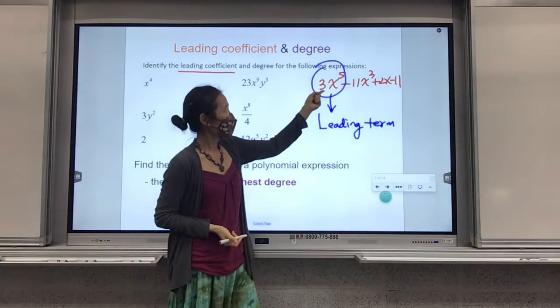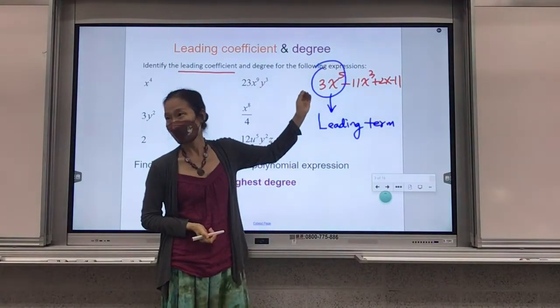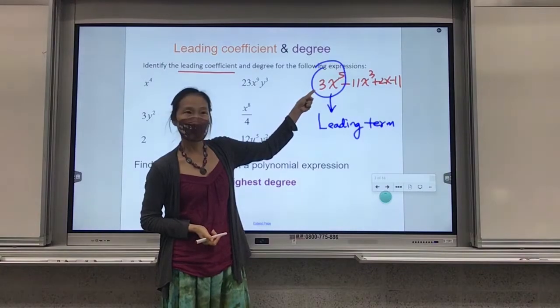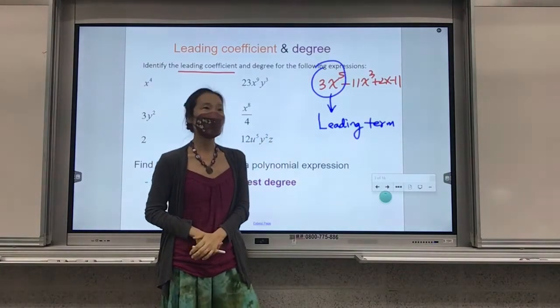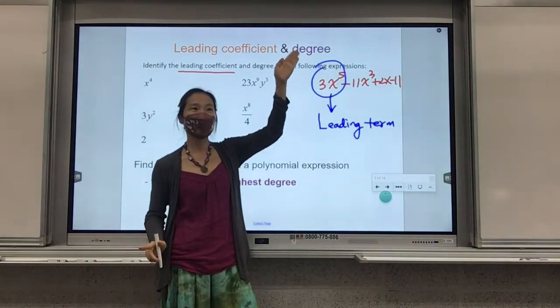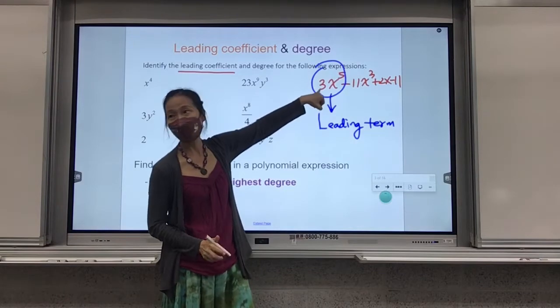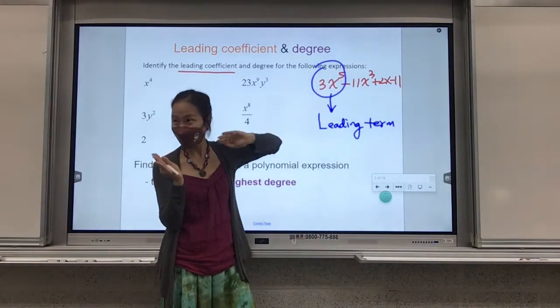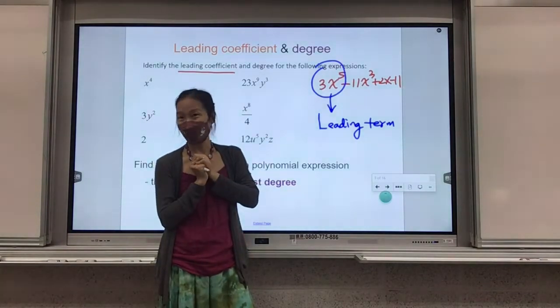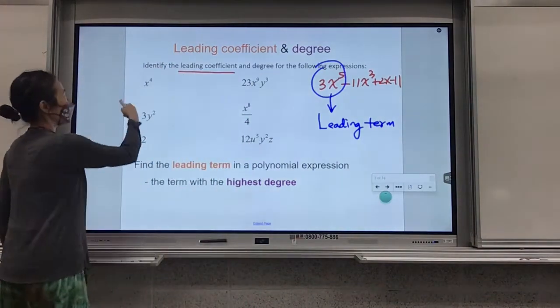And the leading coefficient, the number attached to it, positive or negative, is also important. It changes the ending behavior. Does it go to positive infinity or negative infinity? It all depends on that leading coefficient. Is it positive or is it negative? So that's why we need to look at each term, okay?